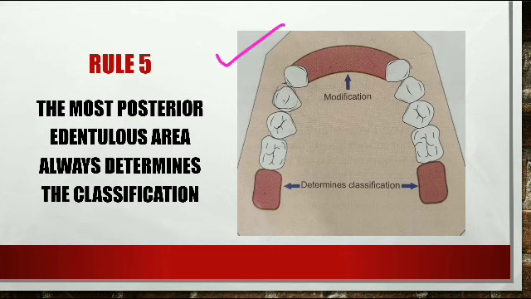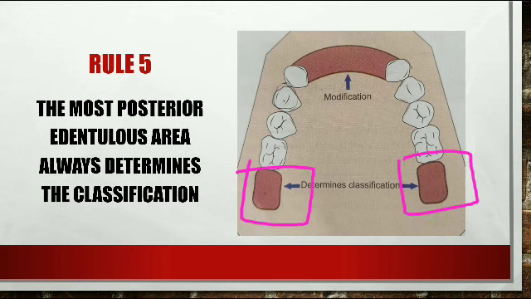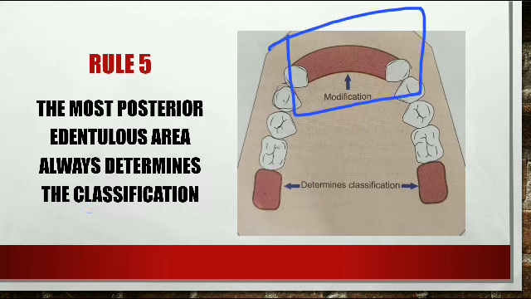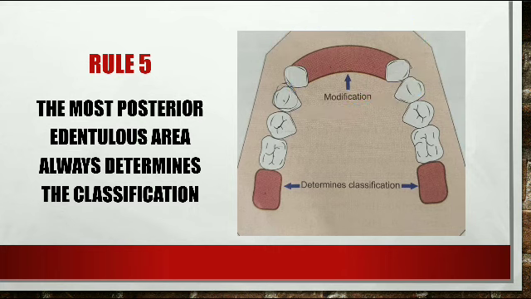In this particular diagram, you can see that there are 2 posterior edentulous areas. These are the 2 posterior edentulous areas, and hence these areas will determine the classification instead of the edentulous area which is present at the front. The front edentulous area will be considered as the modification instead of determining the classification. So now we are done with rule number 5.